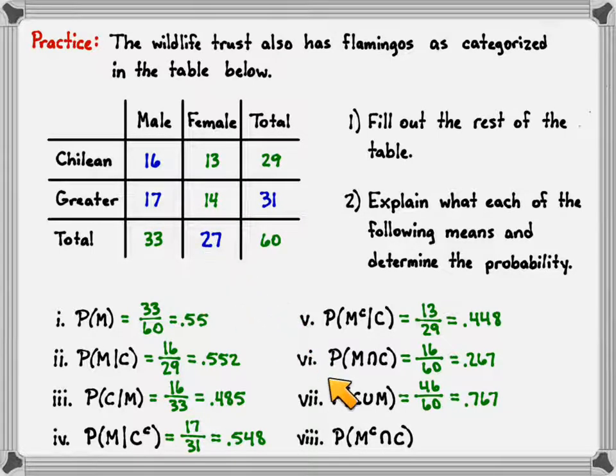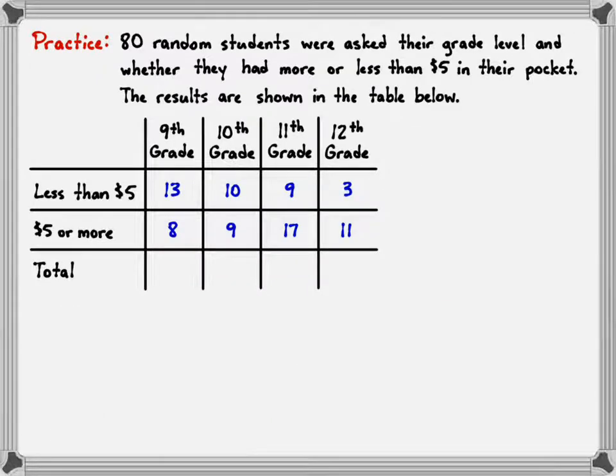All right, so the probability that not male and is Chilean. Because it's an "and," it's going to be one thing. The not male would be these ones, and then Chilean. So it's going to be 13 out of 60, and that is 21.7%.